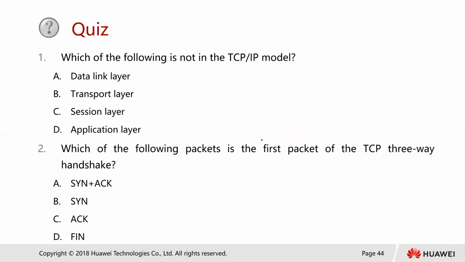Now we come to this quiz and I will ask you a question. Which of the following is not in the TCP/IP model? Let me enable the chat. The chat has been enabled. Which of the following is not in the TCP/IP model? So we say the TCP/IP model has 4 layers.